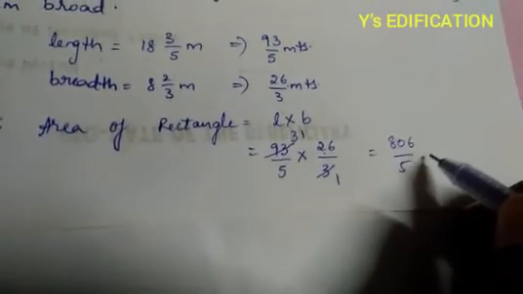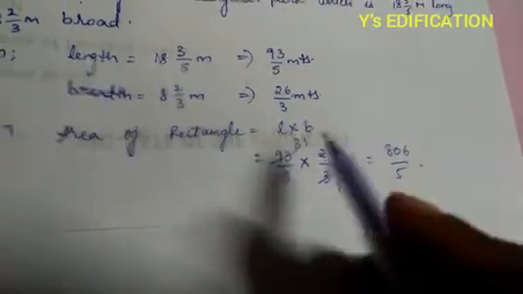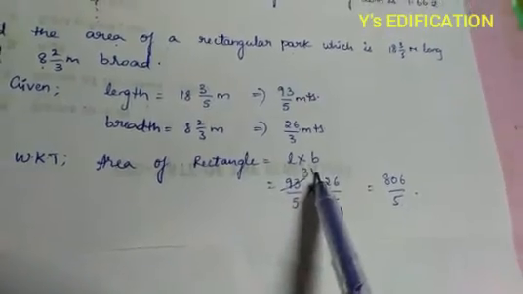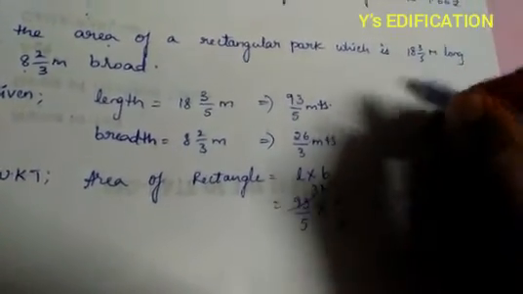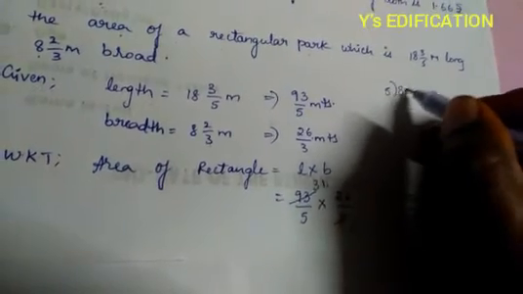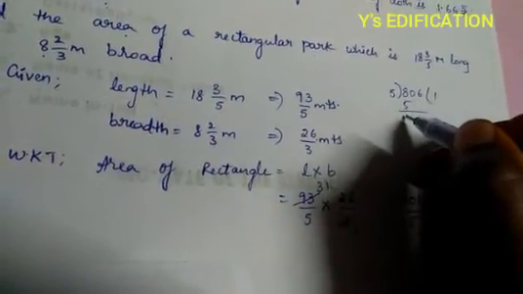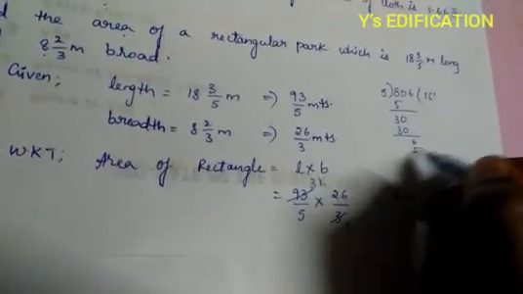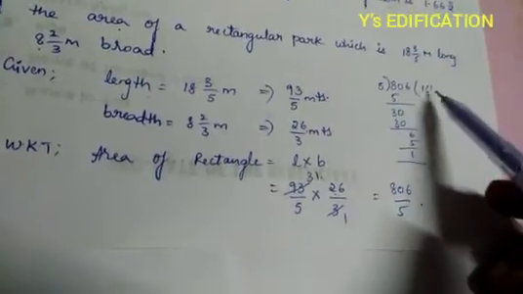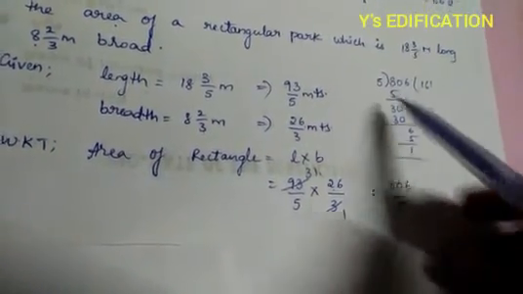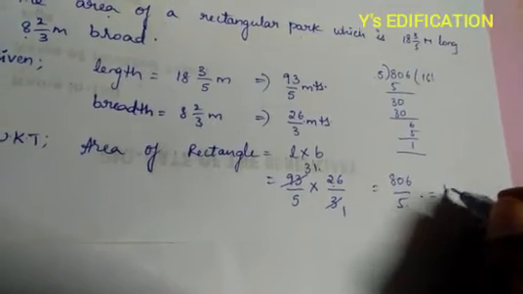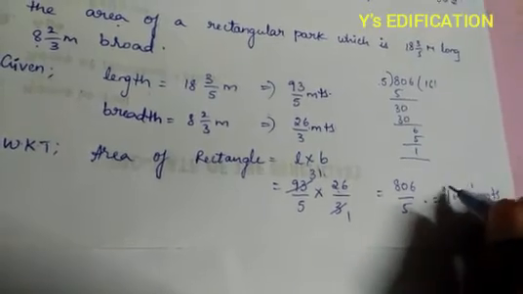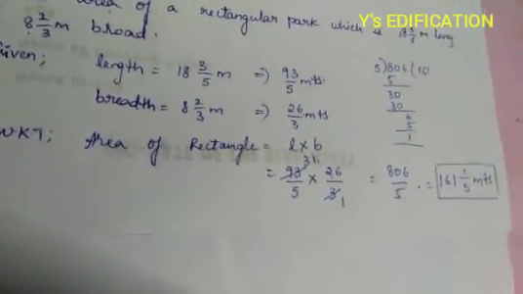806/5. So I'll convert this into a mixed fraction. Why? Because in the question they gave a mixed fraction, so we have to find the answer in a mixed fraction. Okay, I'm going to do the division here. 806 divided by 5. 5 ones are 5, 5 sixes are 30, 5 ones are 5. Okay, so the mixed fraction answer is 161 1/5 meters. So this is the area of the rectangular park.